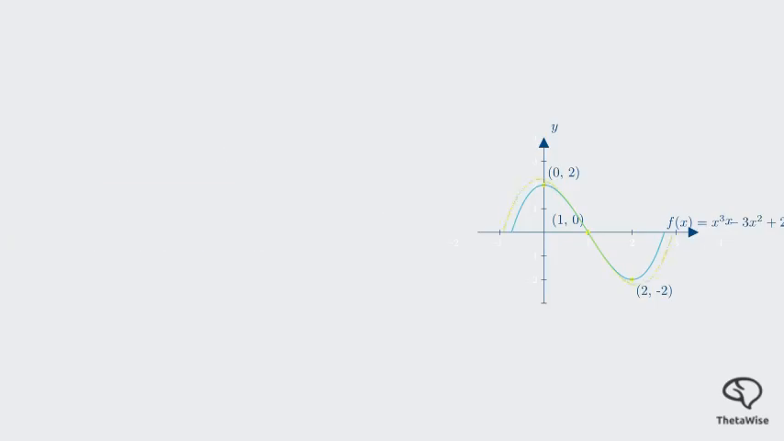And there you have it, a complete sketch of the function f of x equals x cubed minus 3x squared plus 2, built entirely from its derivatives. We have successfully combined all the information to create an accurate graph.